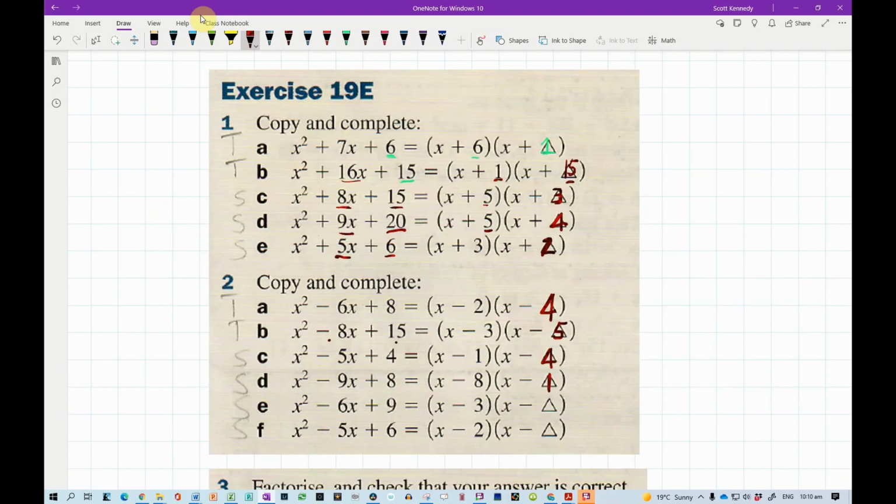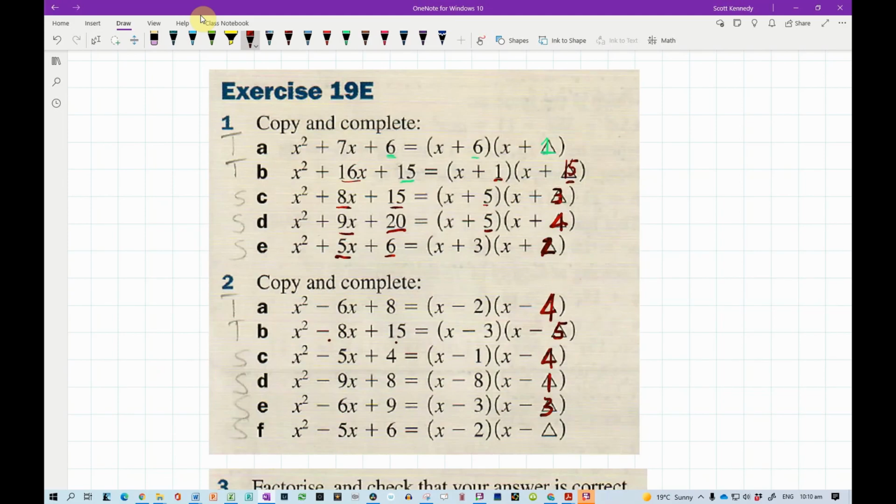The next one, we've got factors that make positive 9 that add to make minus 6. So this must be minus 3 and minus 3, because negative 3 times negative 3 is positive 9, and negative 3 plus negative 3 is negative 6.